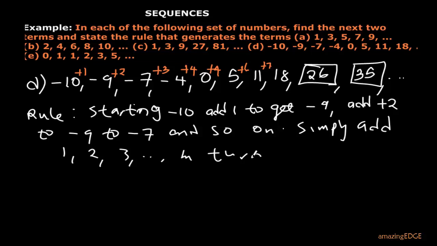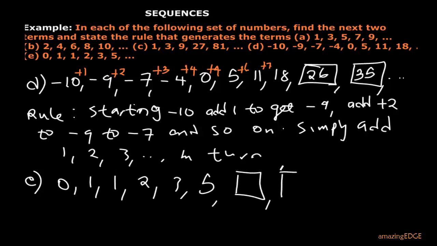Okay, so let's look at the E part and see if we can understand what is happening in E. So E is here. In the E part, we have 0, 1, 1, 2, 3, 5. We need to get the next one, and so on. So what can we say now? Let's look at here. You have 0 plus 1, 1. Here you have 1 plus 1 to give us 2. Here you have 1 plus 2 to give us 3. Here you have 2 plus 3 to give us 5.